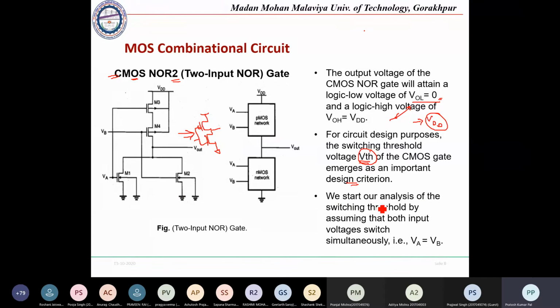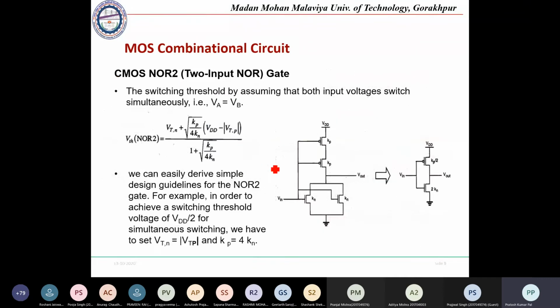We will start our analysis of the switching threshold by assuming that both input voltages switch simultaneously. That means the inputs A and B are switching at the same time. At that time, we will be finding out the switching threshold. So that switching threshold is simple. The formula that we have obtained in case of the NOR gate for switching threshold is coming out to be this one.